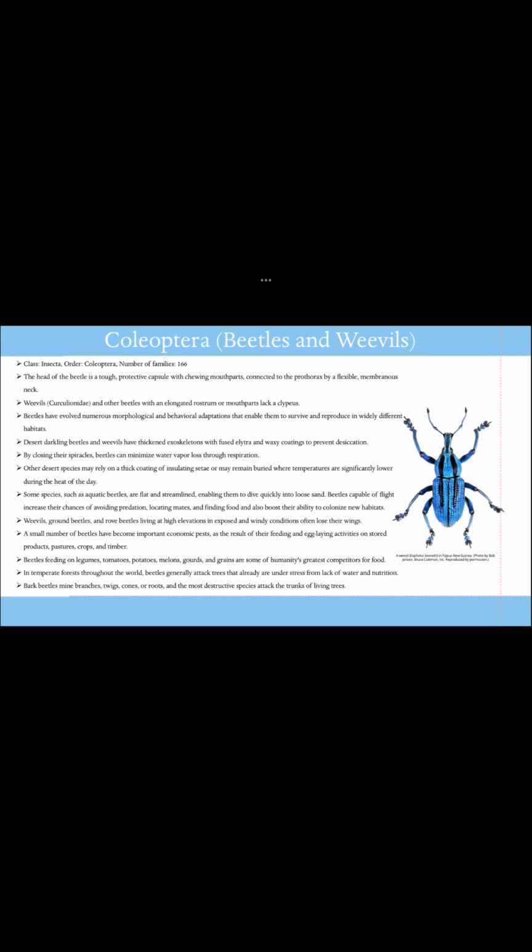egg-laying activities on stored products, pastures, crops, and timber. Beetles feeding on legumes, tomatoes, potatoes, melons, gourds, and grains are some of humanity's greatest competitors for food. In temperate forests throughout the world, beetles generally attack trees that are already under stress from lack of water and nutrition. Bark beetles mine branches, twigs, cones, or roots, and the most destructive species attack the trunks of living trees.